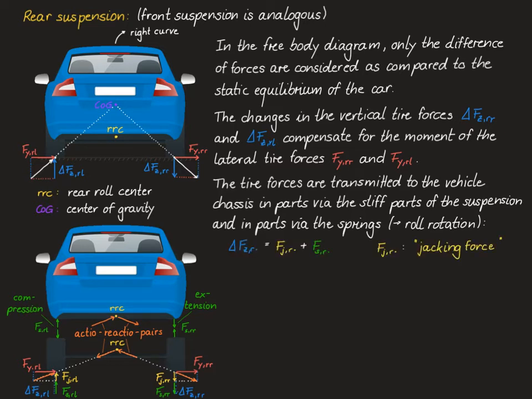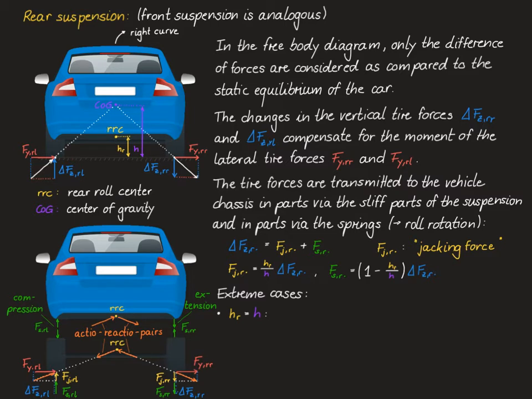To summarize, the total vertical tire force on each tire is equal to the yellow plus the green component, where the yellow component is called the jacking force. Moreover, from the geometry it follows that the jacking force is given by the fraction of the height of the rear roll center, HR, divided by the height of the center of gravity, H, and correspondingly the green force makes up for the rest of the vertical tire force.